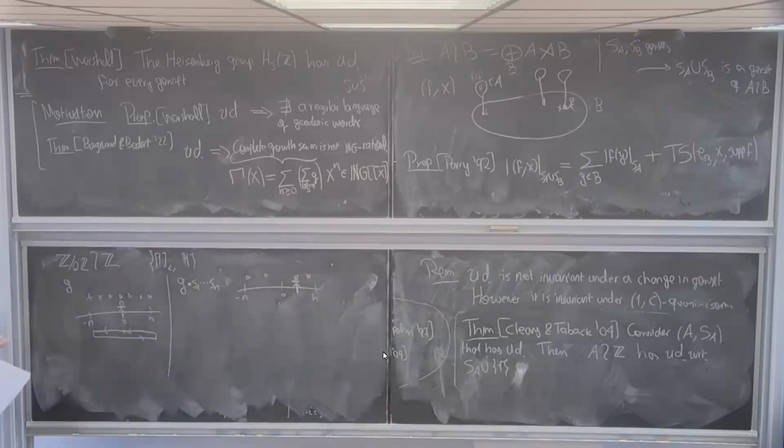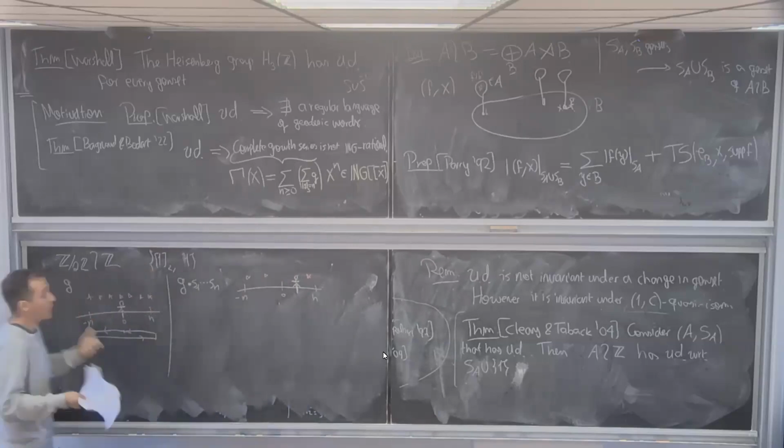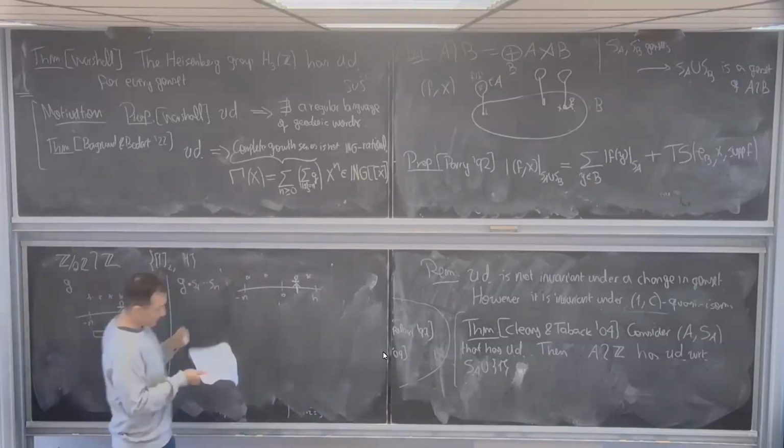So turning off lamps is good for us, right? Because we're going to reduce our word length. That's what we want to show. We want to show that the word length was going to increase. So turning off lamps, good.